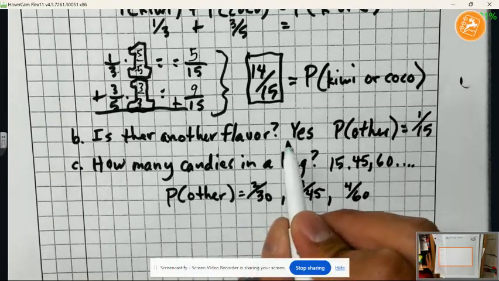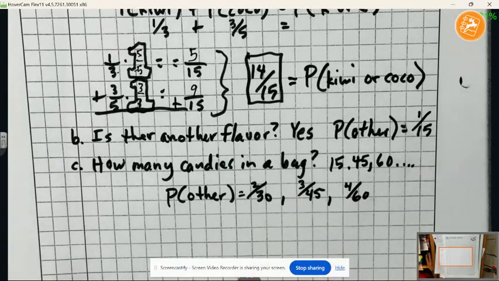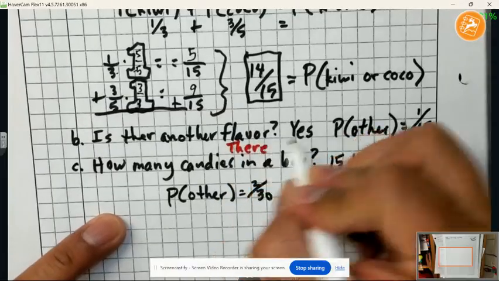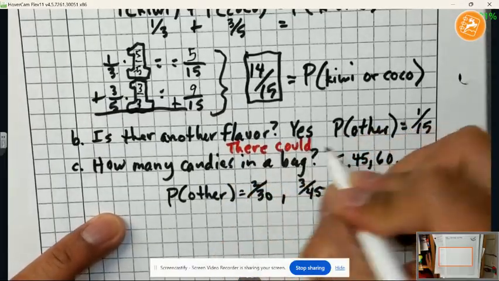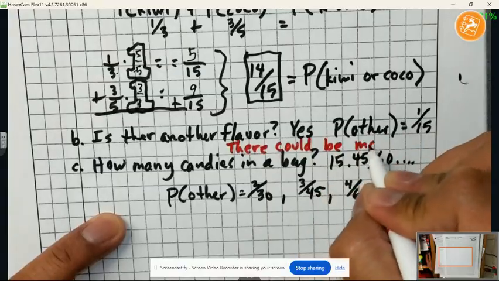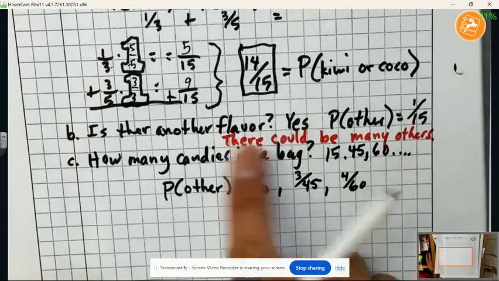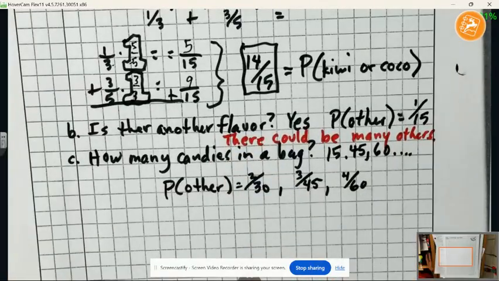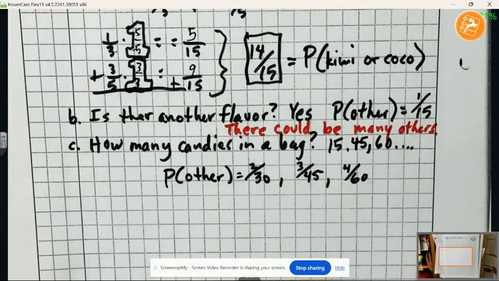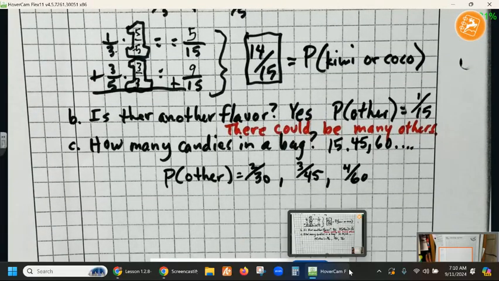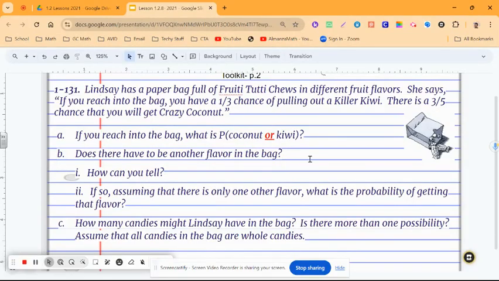So is there another flavor? Yes, but there could also be many other flavors. All right, so let's move on to the next question.